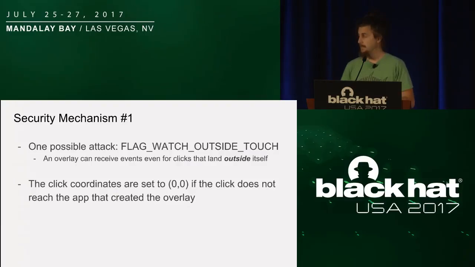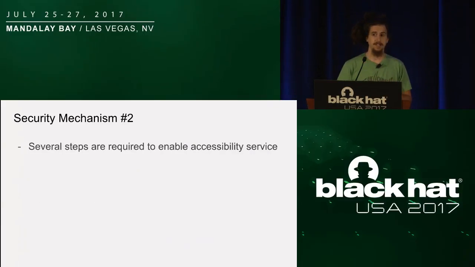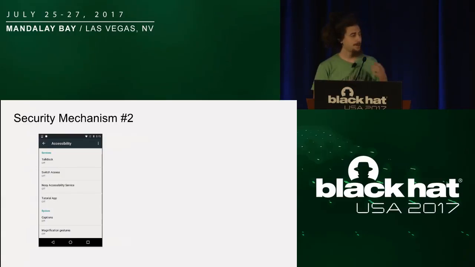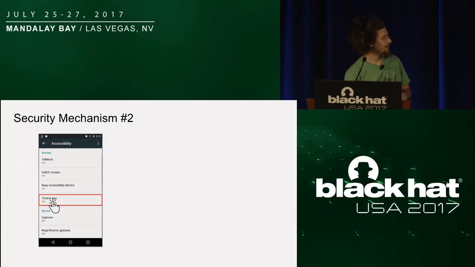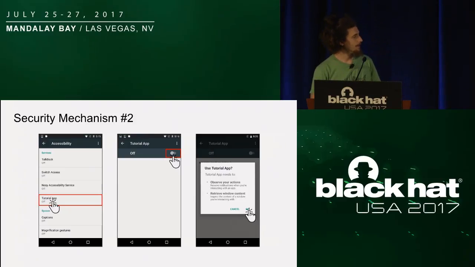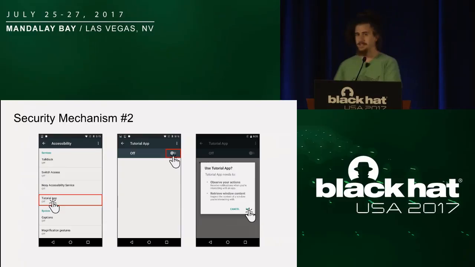Second mechanism is about making sure that it's quite difficult to enable accessibility service. And so it's a multi-step approach. You need to first browse to this window where you need to select your application, and then you need to click on the switch, and then you need to click on, yes, I actually want this. So this makes sure that the user is very aware about what it's doing.